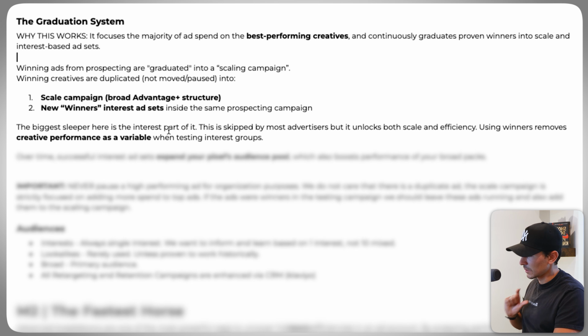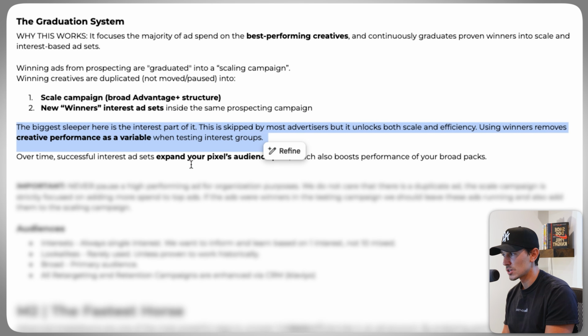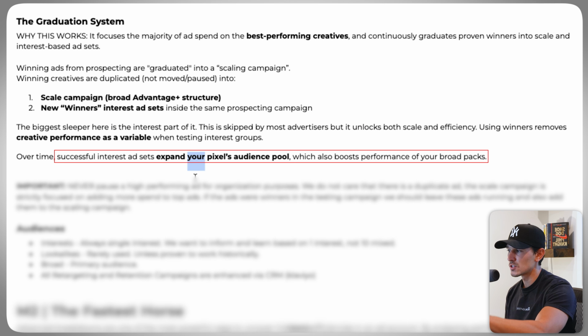The biggest sleeper here that no one really understands completely is the interest part of it. I've mentioned this a little bit before, but this is skipped by most advertisers. I'd say probably around 80% of advertisers do not do this, and a small 20% actually do this successfully. We use winning creatives and graduate them into the interest groups. We don't test with interest groups because then it isolates a single variable. That single variable is the interest group. This is the important part. Now, over time, as I mentioned previously, the interest ad set expands your pixel's audience pool. This is super, super important.